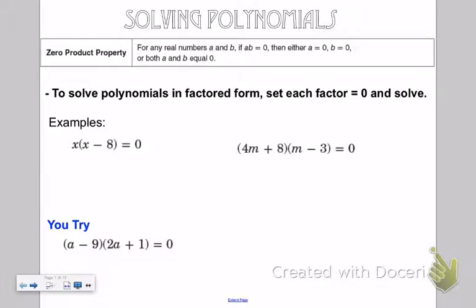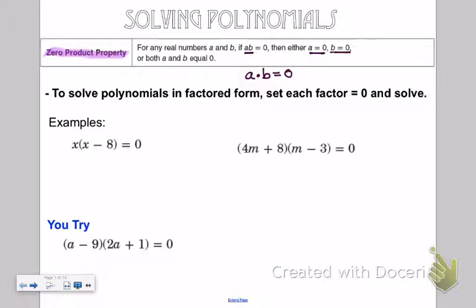This is topic 3, solving polynomials using our greatest common factors. So the first thing I want to talk about is what is at the top of the page, the zero product property. What this is saying is if we multiply a times b, and if it's equal to 0, that means a is equal to 0, b is equal to 0, or they both are equal to 0. Because if you think about it, multiplying anything times 0 gives you 0. So we can use this property in order to solve.